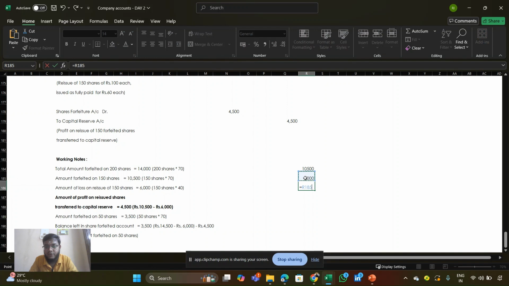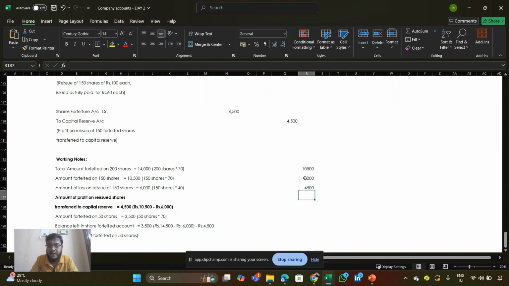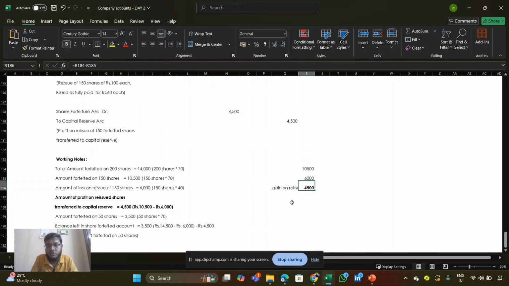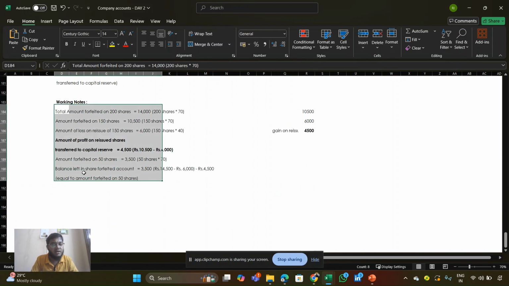Now we have to subtract the first minus the second. 4,500 will be transferred to capital reserve. So this is the gain on reissue of shares. Gain on reissue is 4,500. This 4,500 will be transferred to capital reserve. As I said, share forfeiture account debit to capital reserve 4,500. We have given the same thing here in brief.